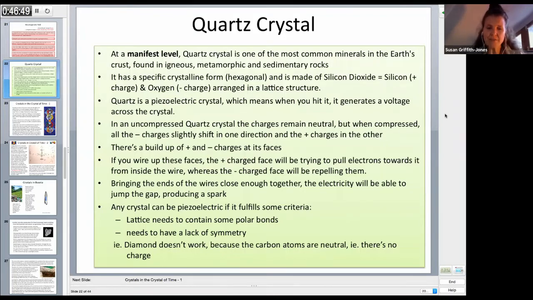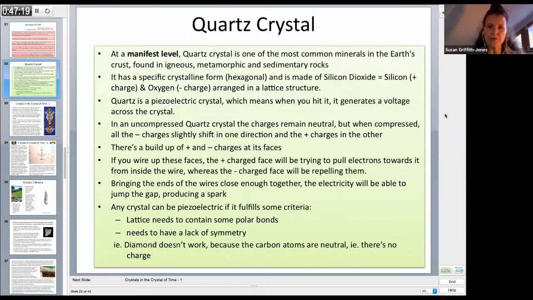So bringing the ends of the wires close enough together, the electricity will then be able to jump the gap, producing a spark. And this is the main point, actually, that from this natural process, just by impacting the crystal, you have an electric charge. It's amazing. So any crystal can be piezoelectric if it fulfills some criteria, which are the lattice of its structure needs to contain some polar bonds.